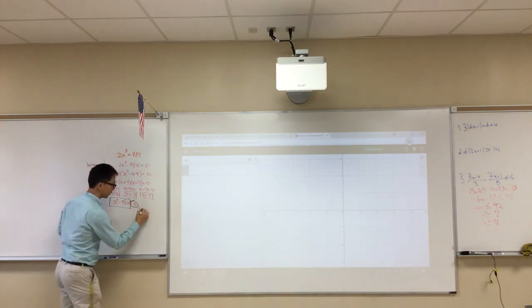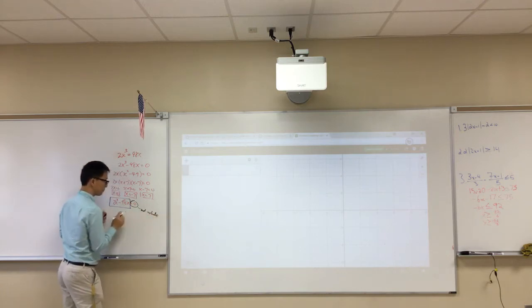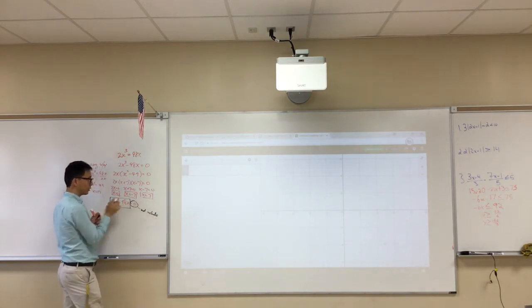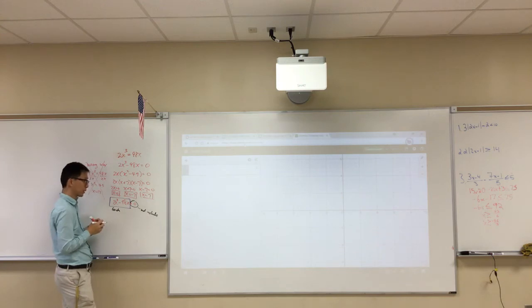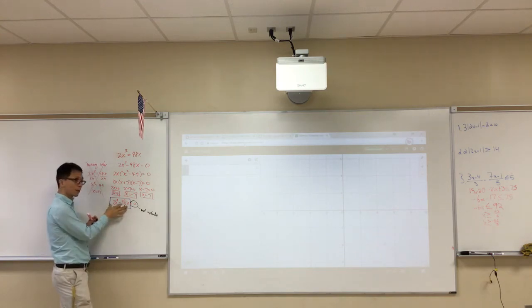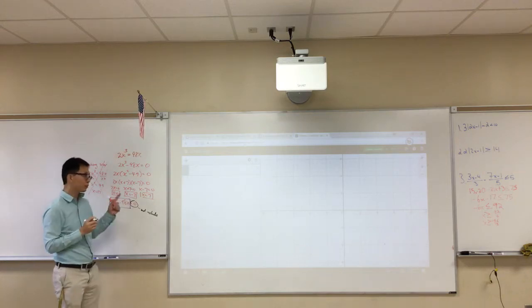Not including the equal to 0, just graph this. Strictly graph this. Okay. You graph these functions, and you say, okay, I'm gonna graph it, but what does that equal to 0 mean? I need to teach you what that equal to 0 means.